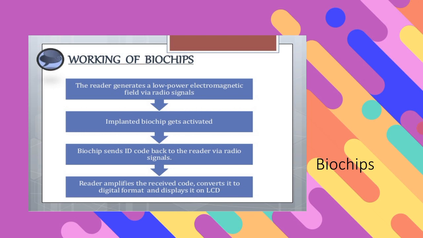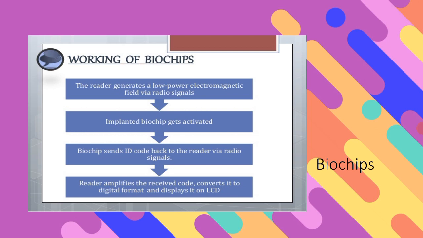The ID number is present in the computer microchip. The computer microchip is present in the transponder, right? So once the biochip is activated, the biochip will send the ID code, the ID number, back to the reader with the help of the radio signal. If you noticed, the signal transfers are carried out via radio signals. Every signal is received or sent via radio signals. So now the biochip is activated, and it is sending the ID code back to the reader via the radio signal.